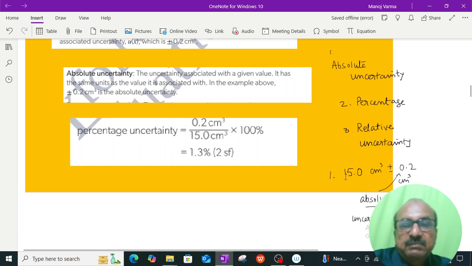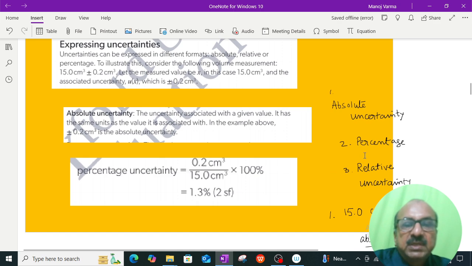For example, if we write 15.0 centimeter cube, which is a volume, plus or minus 0.2 centimeter cube, then this 0.2 centimeter cube represents absolute uncertainty. That is, absolute uncertainty is the uncertainty in a particular measured value. Now, suppose we have to find the percentage uncertainty with the same values, then we apply this formula: the uncertainty 0.2 centimeter cube over the measured value 15.0 centimeter cube, multiplied by 100%, which is 1.3% to two significant figures. That gives us the percentage uncertainty.